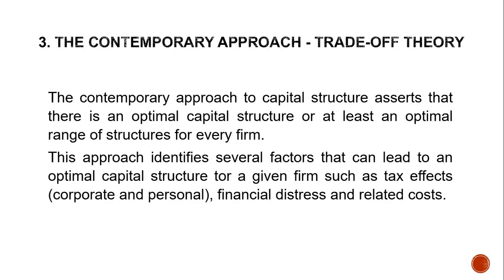So the contemporary approach to capital structure asserts that there is an optimal capital structure, or at least an optimal range of structures, for every firm. This approach identifies several factors that can lead to an optimal capital structure for a given firm. In the contemporary approach, it considers not just the effects of tax, but also financial distress and other related costs. The tax effects are both corporate and personal, plus financial distress and related costs.